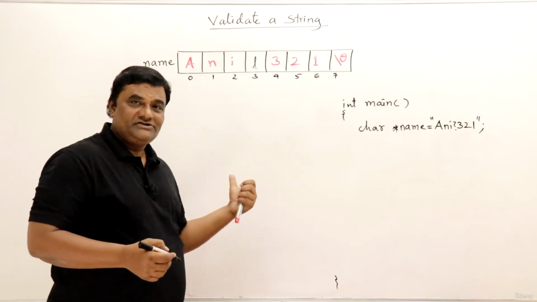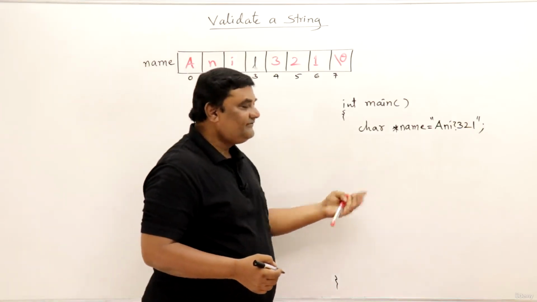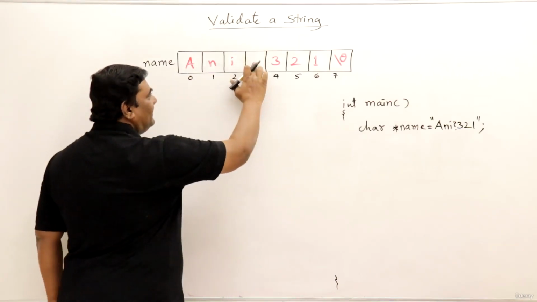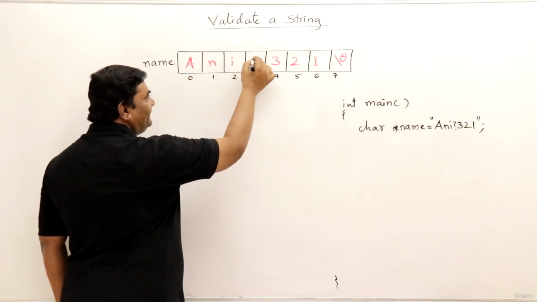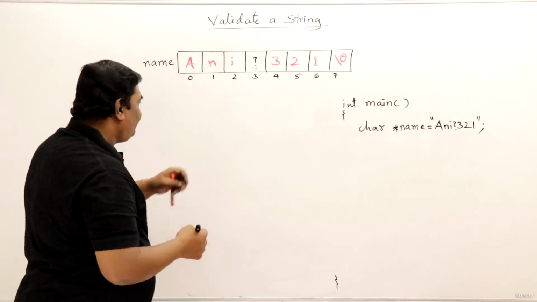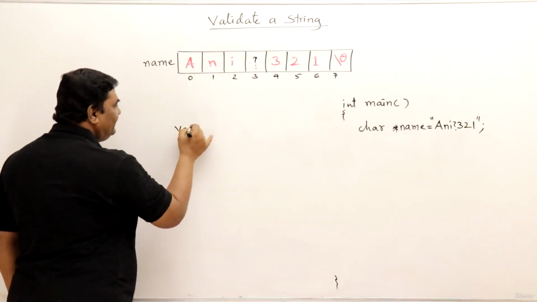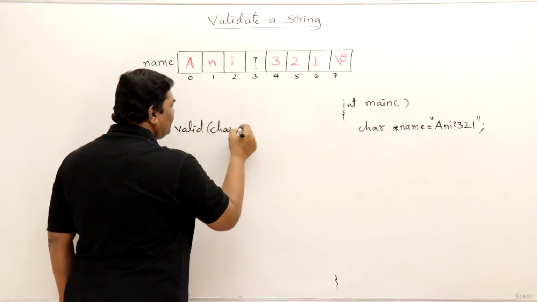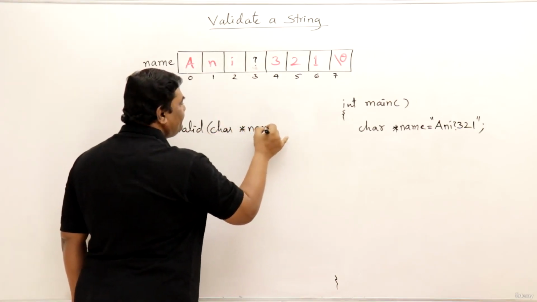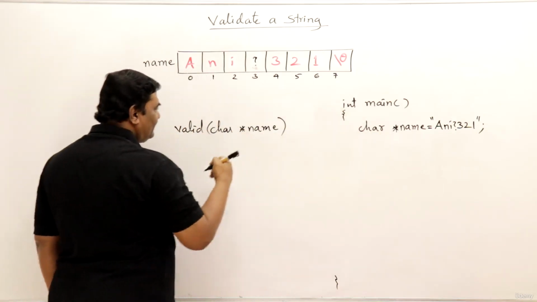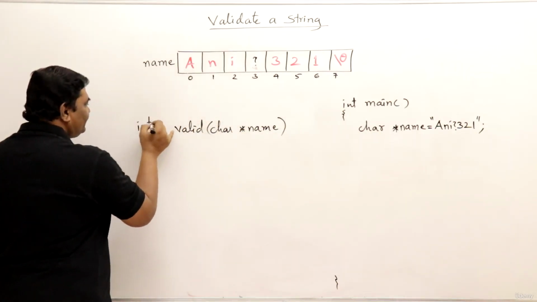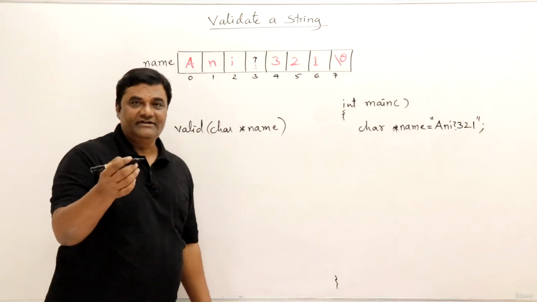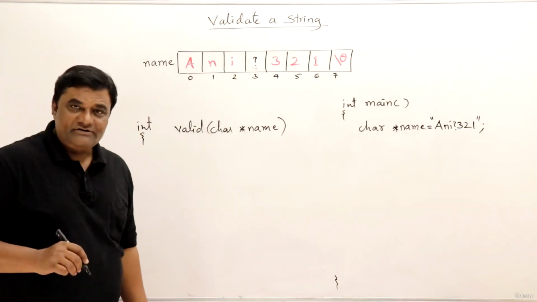So let us write a function for that. Instead of writing inside the main function, I will write it as a function. So let us check it. I'll change it to a question mark. It is invalid, right? So I'll write a function. The function name is valid, and it will take a string as a parameter, so char star name will appear here. And it should return whether it is true or false, means valid or not. So if it is valid, it will return 1. Otherwise, it will return 0.